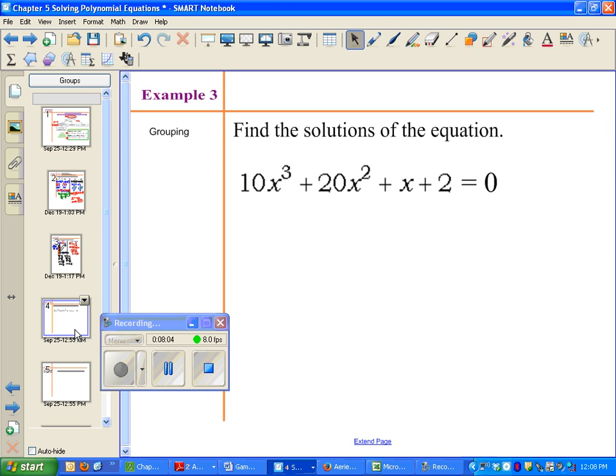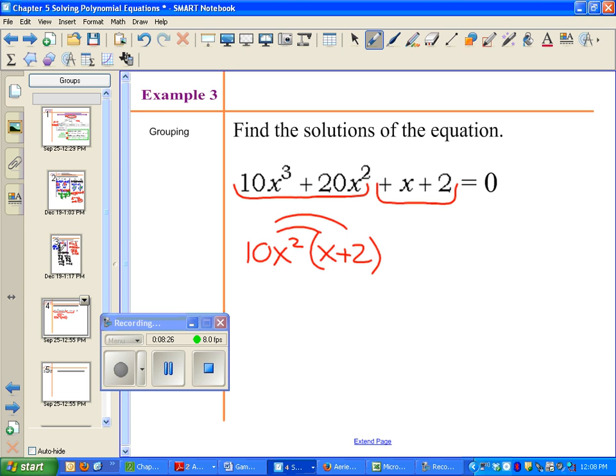Okay. Our next one is 4 terms, and I notice there's no greatest common factor, so I'm going to split them up into 2. Okay. So the first set, I notice 10x squared is the greatest common factor for the first 2, and then inside I get x plus 2. Okay. And you can double check that if you multiply it back in. All right, and then x plus 2 has no common factors, so I am just going to factor out a positive 1, and then inside will be x plus 2.